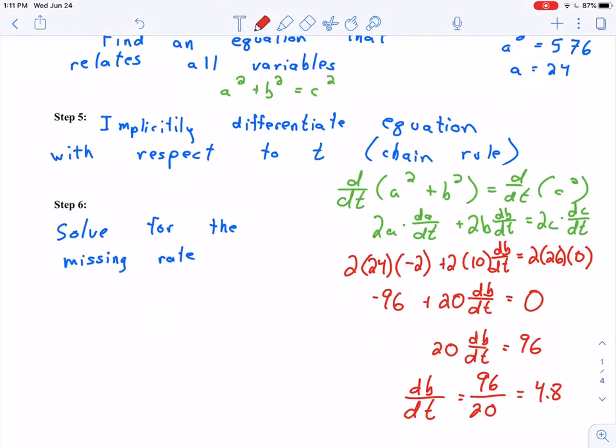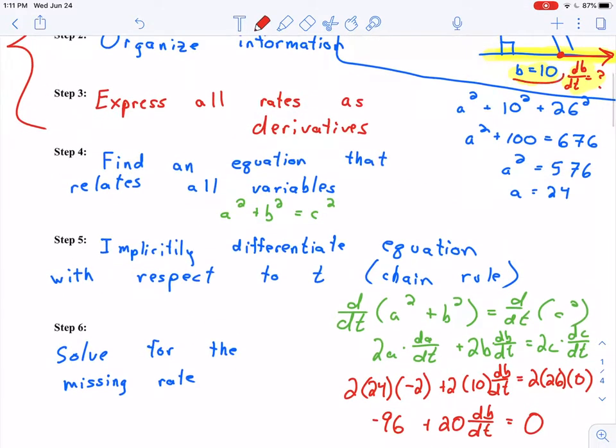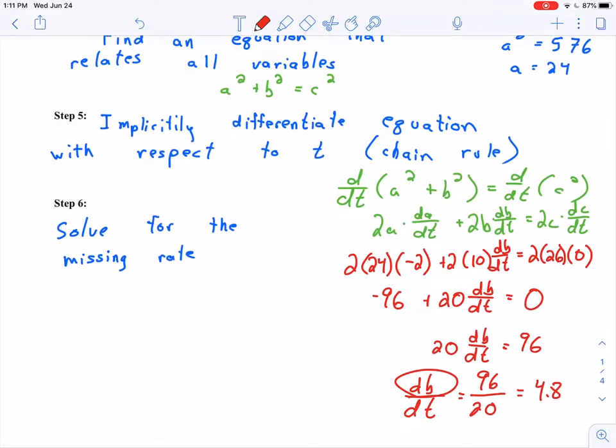The other thing I would like you to give with your answers is a unit. So 4.8 what? And to tell the unit, I would look at your derivative over here, and this is another reason I think this notation is helpful. dB dt, so just look at dB here. What are the units on B? B was a side length. We measured that in feet. So 4.8 feet per dt, and we're talking about time. My unit of time was seconds. So I have 4.8 feet per second is my dB dt.